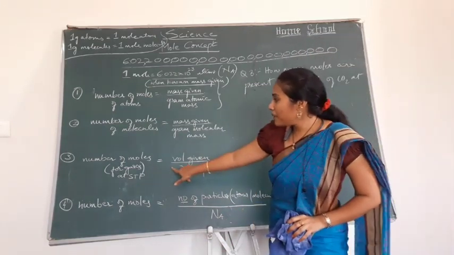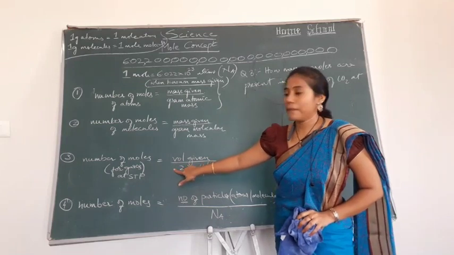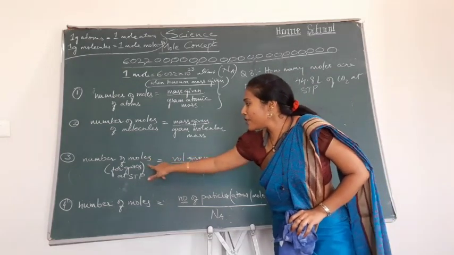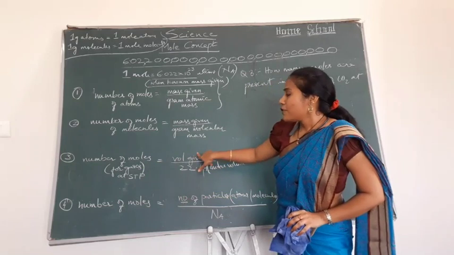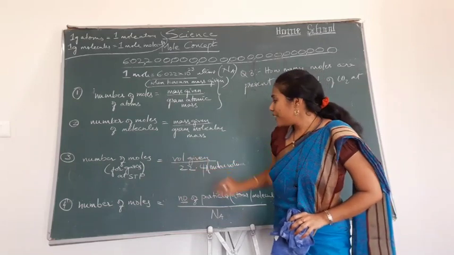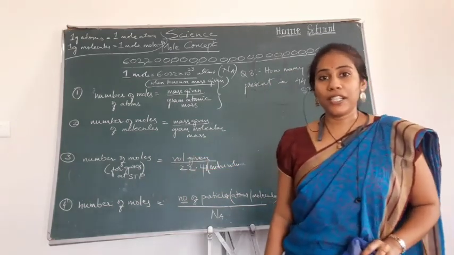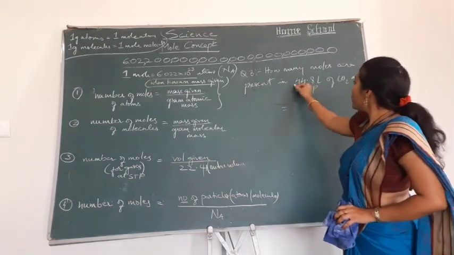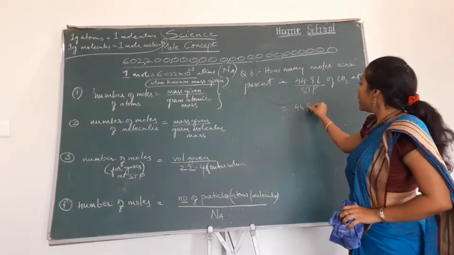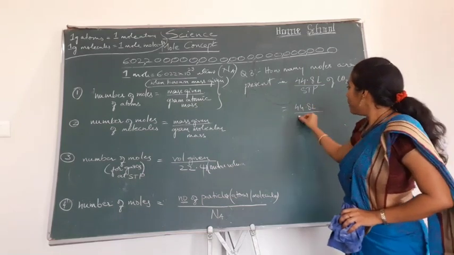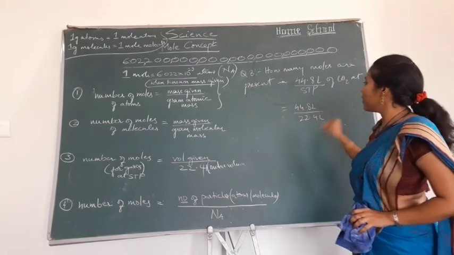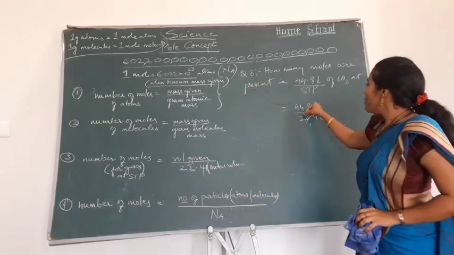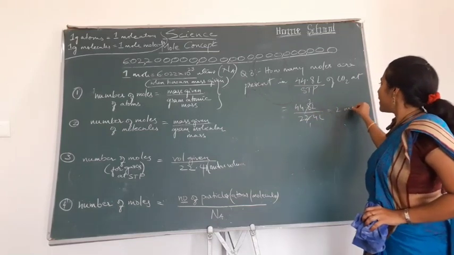Then what is the formula you will be using? The third formula. That is the number of moles of a gas if you want to calculate. So what you have to apply? Volume given divided by 22.4 liters. How much is the volume given? 44.8 liters divided by molar volume 22.4 liters. So how much guys? 1 or 2? So 2 moles are there.